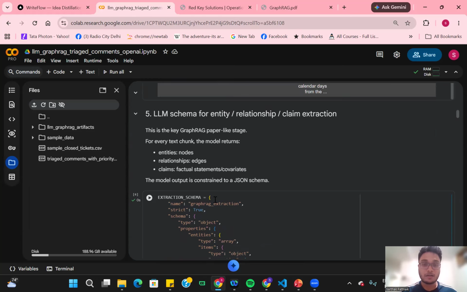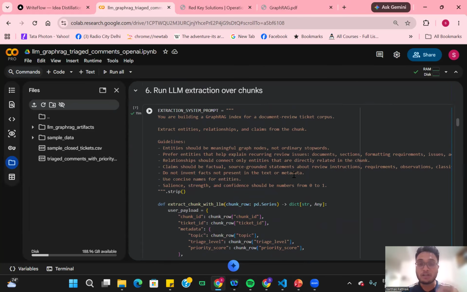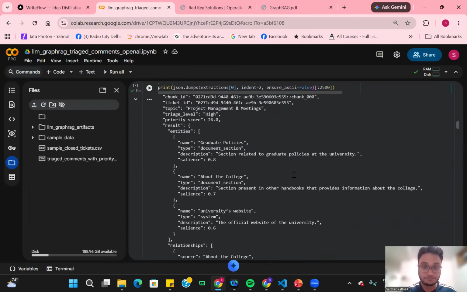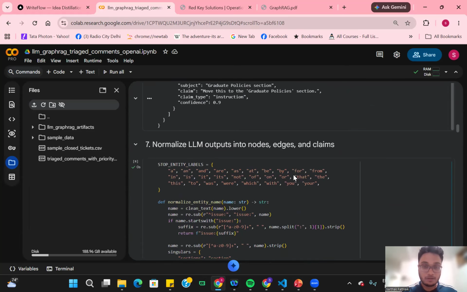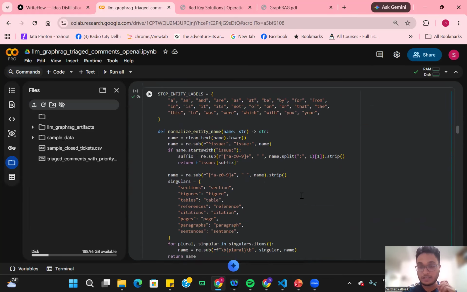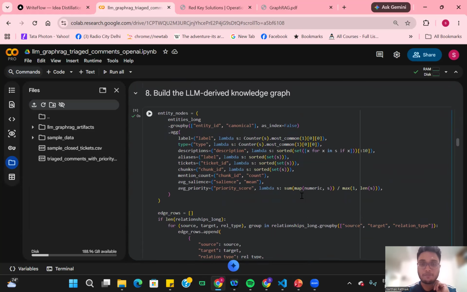Then we ask our LLM schema for entity relationship and claim extraction. So we are defining the LLM schema here. And then we actually run the LLM over those chunks so that it can fetch the information and store it in the form of entities and relationships. And then we normalize LLM outputs into nodes, edges, and claims. Then we build the knowledge graph using the LLM.